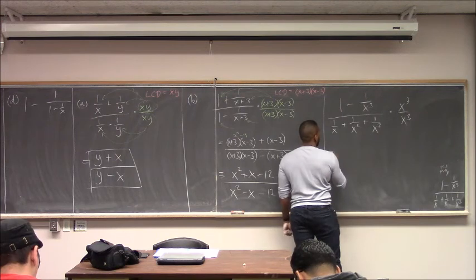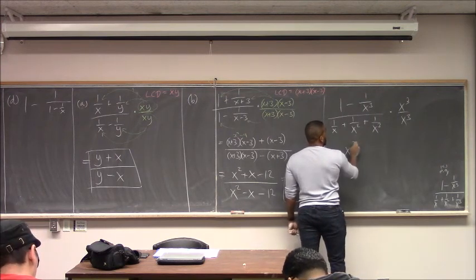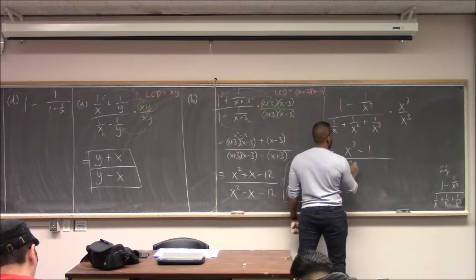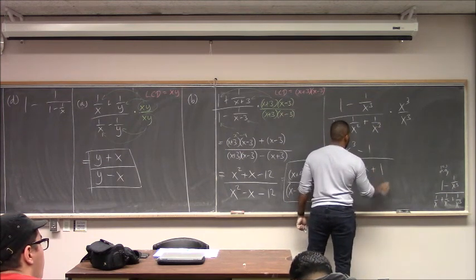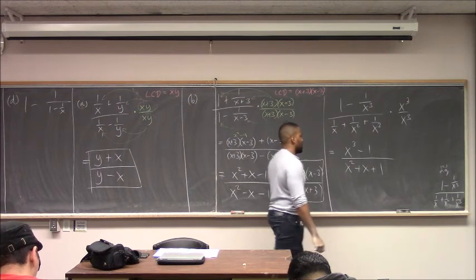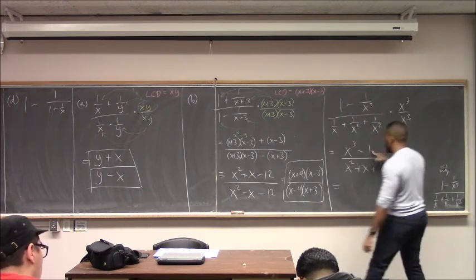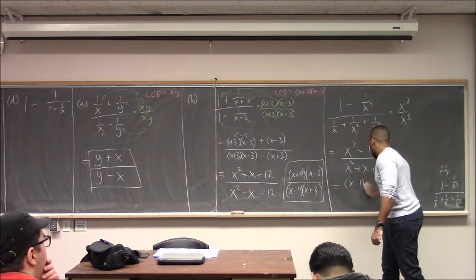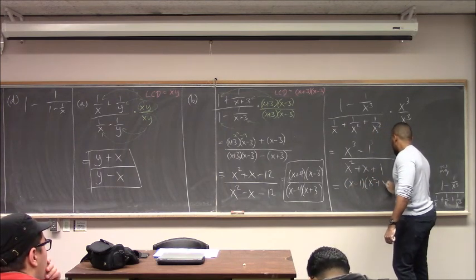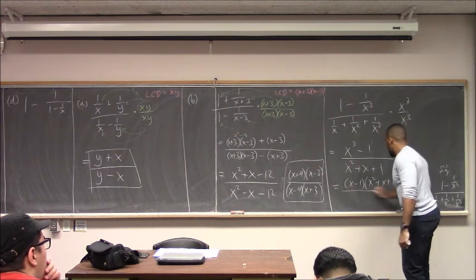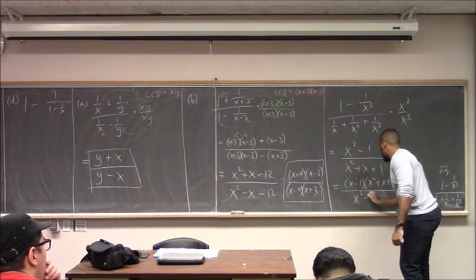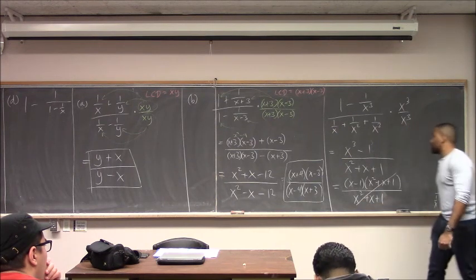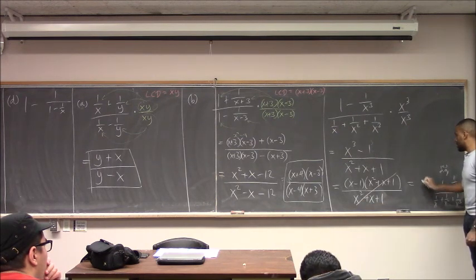Multiply at the top, this will give us x cubed minus 1. In the denominator, this will give us x squared plus x plus 1. The top is the difference of cubes, because 1 is 1 cubed. So this would factor into x minus 1 times x squared plus x plus 1. Denominator would factor into x squared plus x plus 1. Doesn't factor, but that we're able to cancel it. That is just x minus 1.